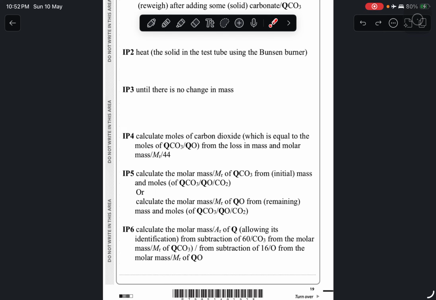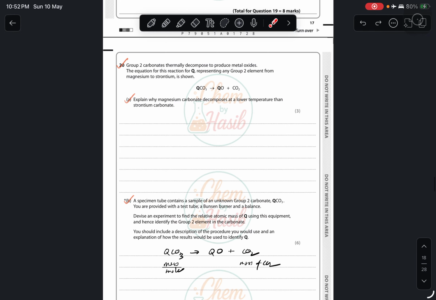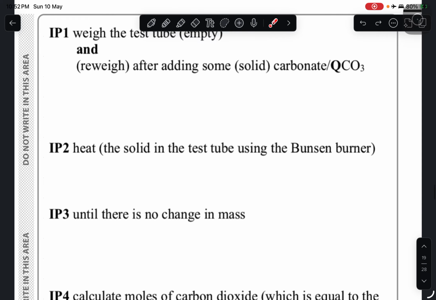Calculate the molar mass of QCO3, because we know the mass and we know the moles of QCO3, we can find the molar mass, and from the molar mass you subtract the mass of CO3, which is 60, you get the relative atomic mass of Q, and from the relative atomic mass of Q you can determine the identity of Q, right? Okay, we move to the next question.